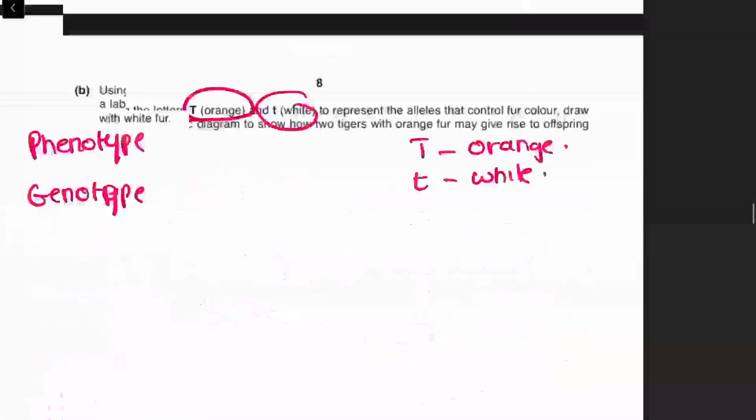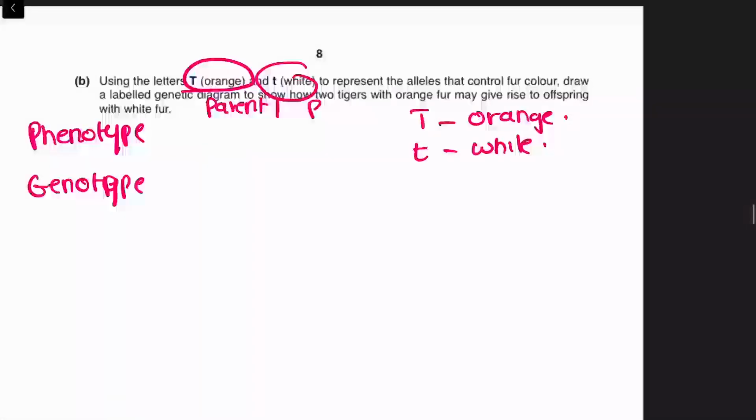Parent 1, parent 2. The phenotype of parent 1 is orange. The phenotype of parent 2 is also orange, according to the question. Now, if one of the parents was homozygous dominant, is there a chance that any of the offspring can be homozygous recessive?